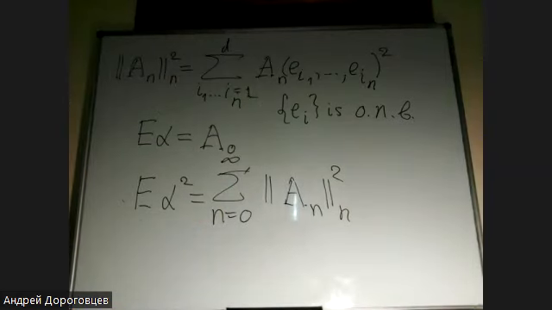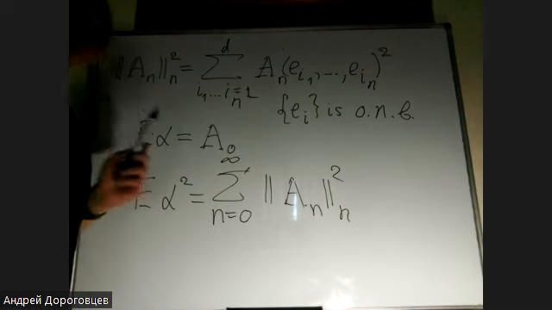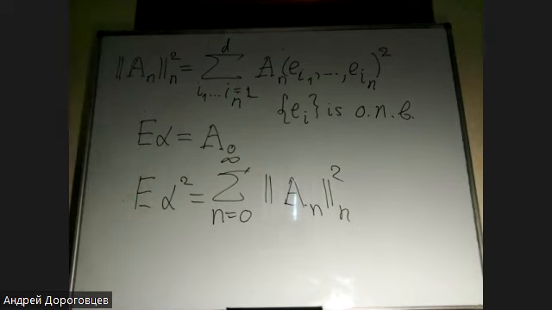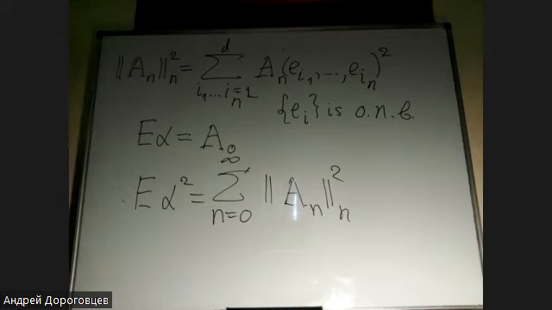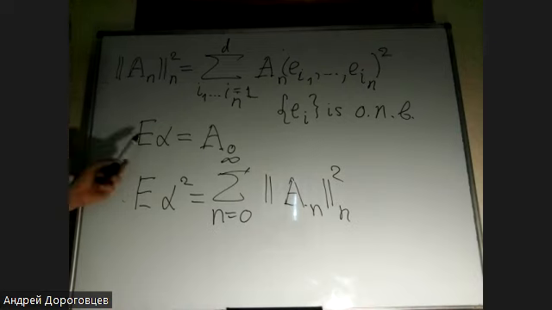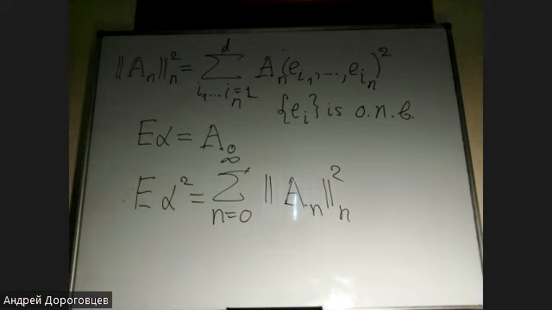It can be checked, and by the way, it is a very good exercise, that the value of this sum does not depend on the choice of the orthonormal basis. And this value is called the Hilbert-Schmidt norm of the multilinear form a_n. So we have such a relationship exactly as in the one-dimensional case.